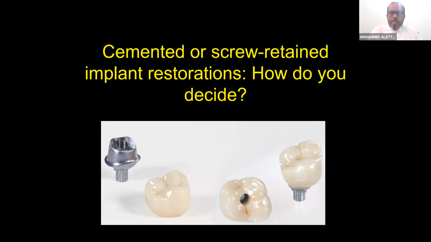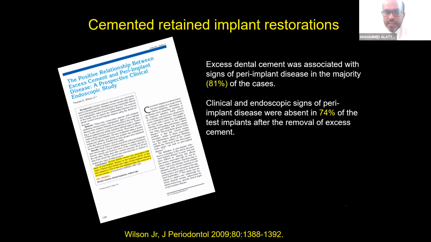With the cement retained prosthesis, what the literature said, you can't control the excess cement. How can I control the excess cement? Because sometimes your finish line comes subgingivally. Why should I be afraid of the cement? I'm not afraid of the cement itself. I'm afraid of the irregularities of that cement that will accumulate plaque or anything that will harm that gum. But the cement itself is not harming the gum.